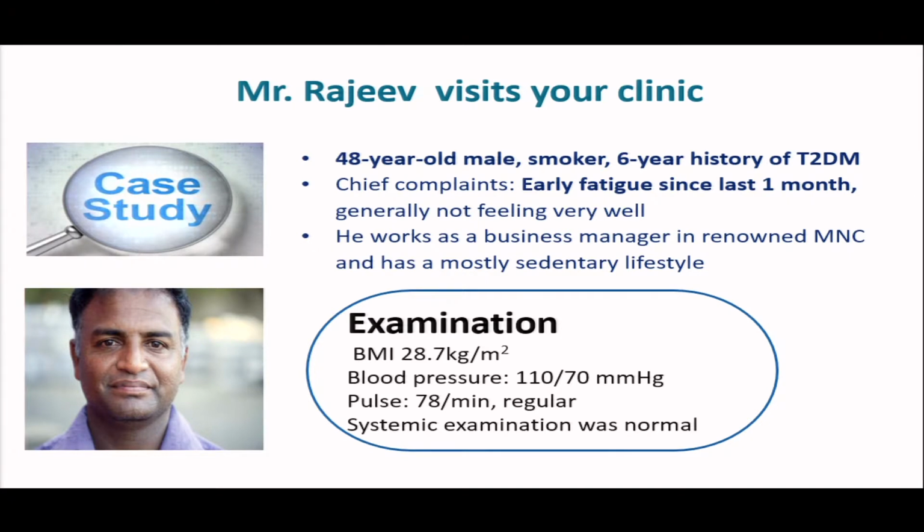So first, let's start with a case study. Let's discuss Mr. Rajeev. Mr. Rajeev is a 48-year-old gentleman. He smokes and was diagnosed with type 2 diabetes 6 years ago. His chief complaints in today's office visit are that of a history of early fatigue for the past 1 month, existing on a body of persistent malaise over the preceding several months. He works as a business manager in a renowned MNC and has a mostly sedentary lifestyle due to the demands of his work. On physical examination, we see that he is overweight with a BMI of 28.7.